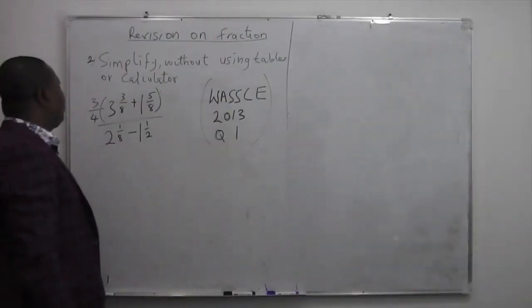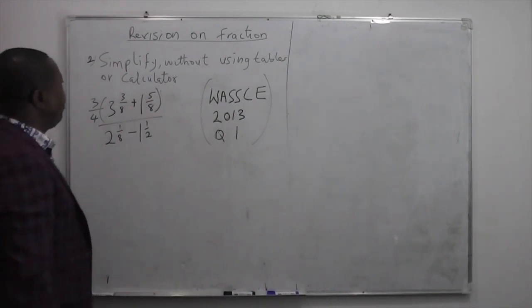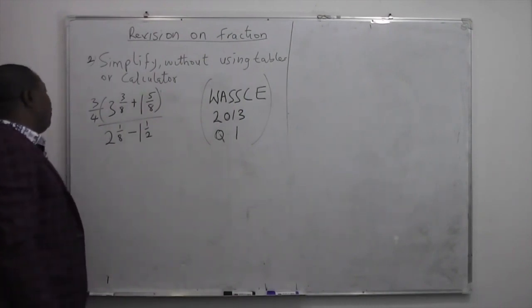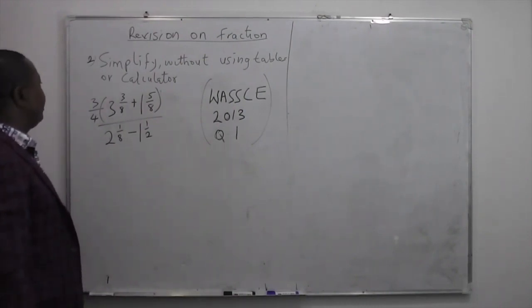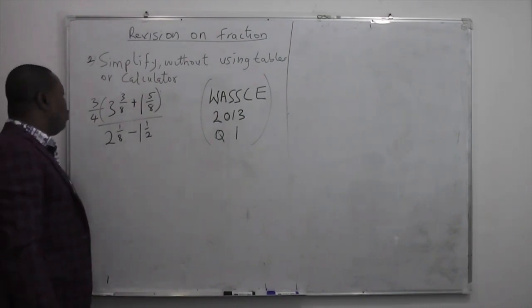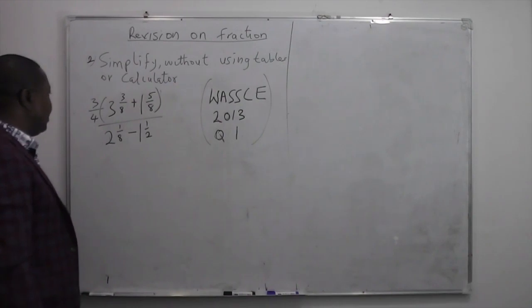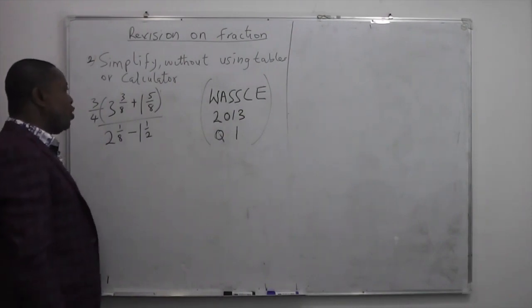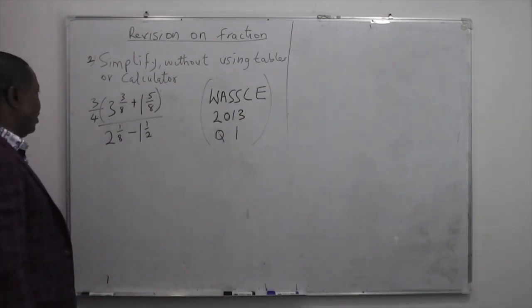All right. Now we are going to enter question number 2. And it says simplify without using tables or calculator: 3 over 4 in brackets, 3 whole number 3 over 8 plus 1 whole number 5 over 8, all over 2 whole number 1 over 8 minus 1 whole number 1 over 2. Remember I said it is BODMAS. Once you adopt the BODMAS, it becomes easier for you. Now let's go.